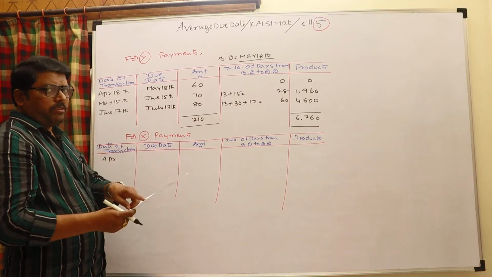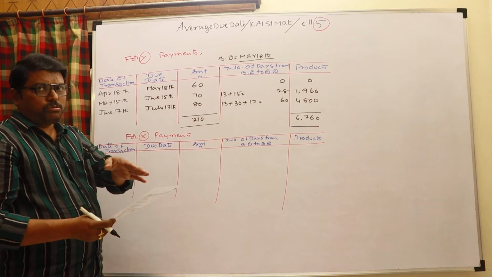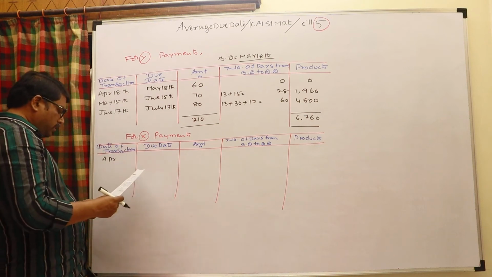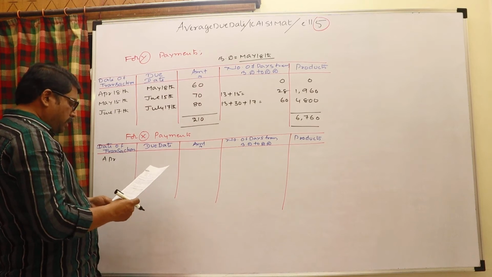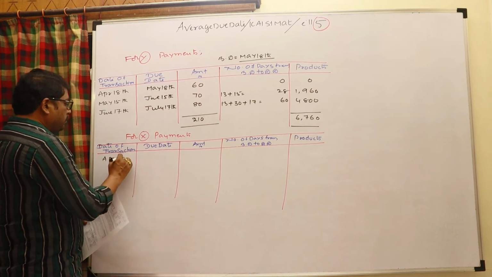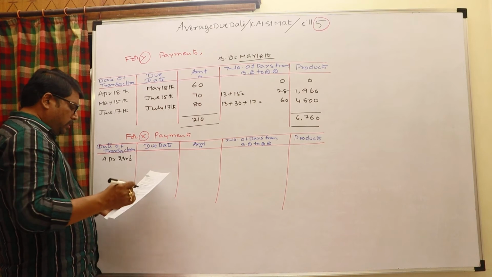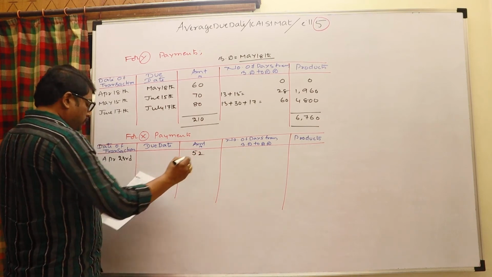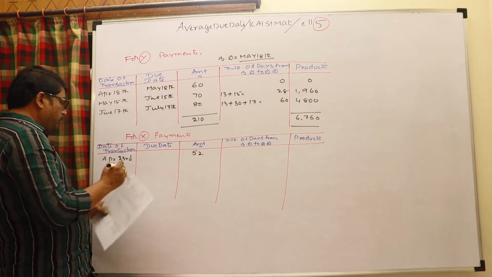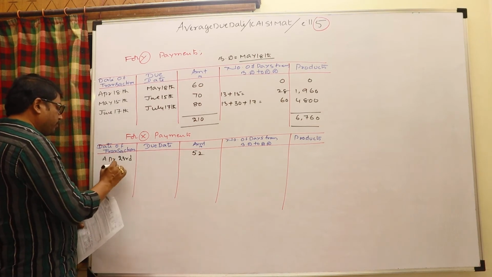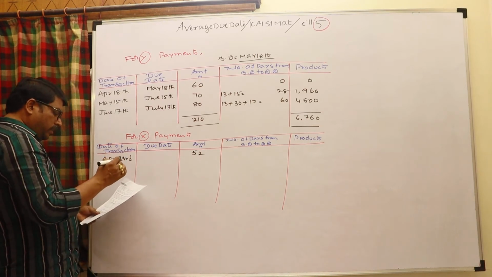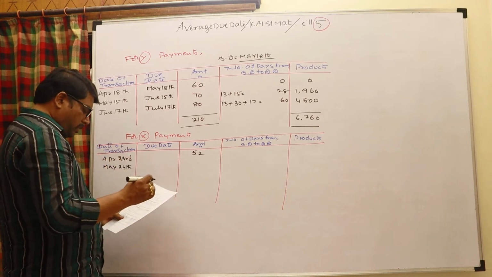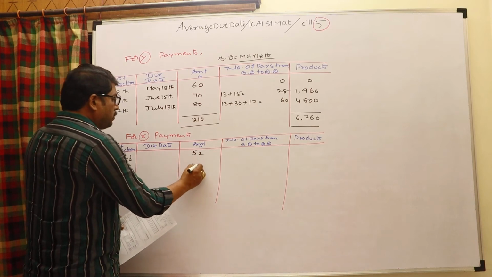Second, goods sold by Y to X. Y sold goods to X, means X is supposed to pay these amounts, right? So let us check what are the dates given here. April 23rd, only 2 transactions are given here, 52 rupees. Next, May 24th, 50 rupees.